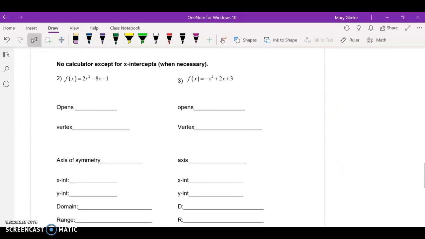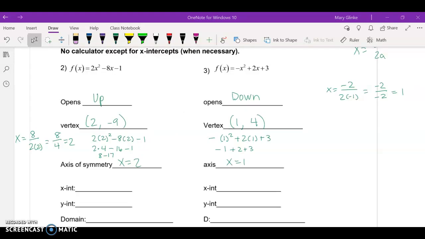Okay, so for these next two, what I'd like you to do is calculate your vertex for each of these. So take a moment, pause the video, do x equals -b over 2a for each of those, and plug it in, and do it all with no calculator. All right, let's see how we did. For number 2, we get the vertex of 2, -9. For number 3, we get the vertex of 1, 4. Be careful with that one that the -1 stays out in front, and you square just the +1 that you got, and then you keep going from there.